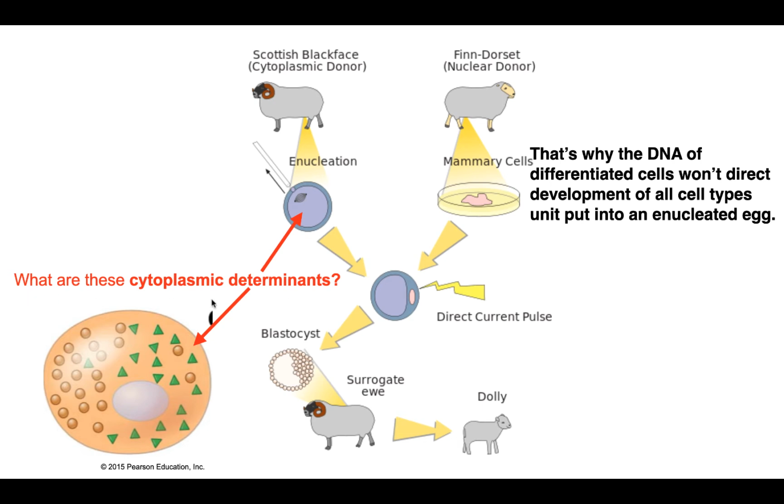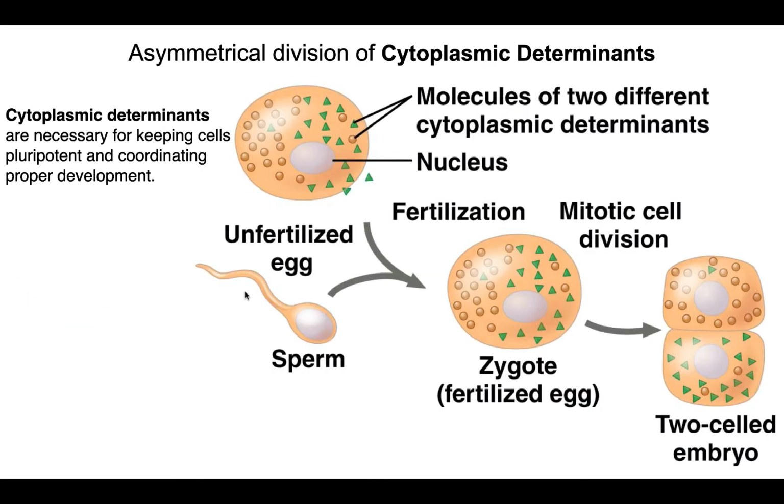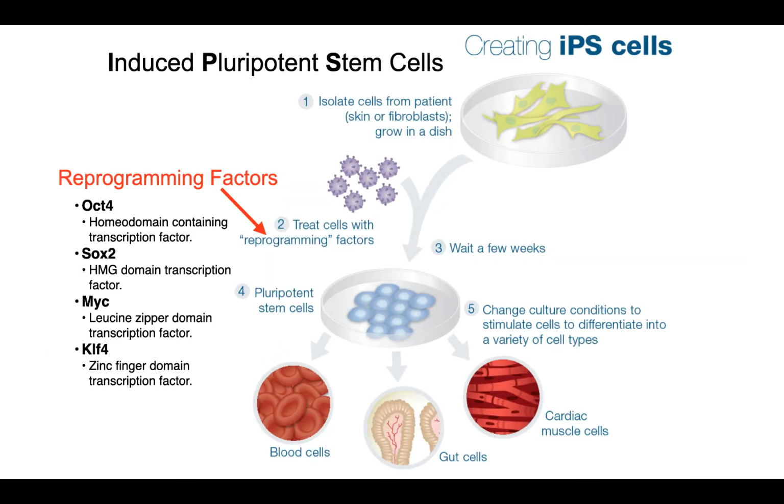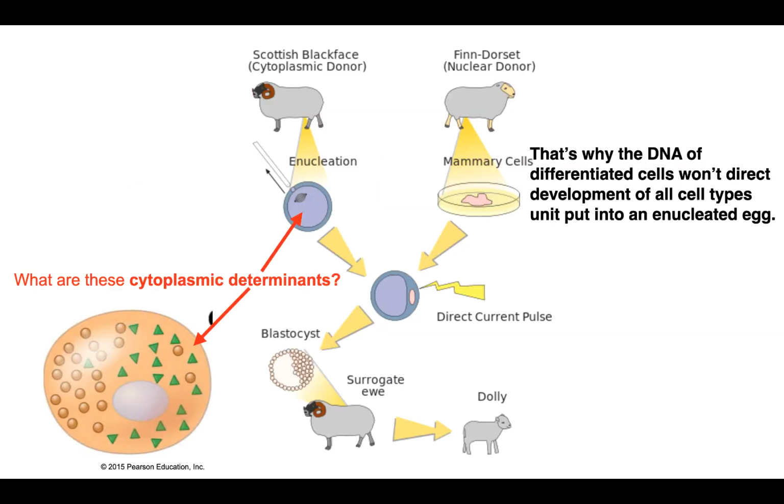So the question is, what are these cytoplasmic determinants? What are these molecules that are in the cytoplasm of an egg that, number one, begin to asymmetrically divide, and number two, are necessary to reprogram the DNA here such that it can give rise to all of the various tissues or cell types of that organism? Well, we're right back here, induced pluripotent stem cells. Dr. Yamanaka, who discovered this, went through and looked at these cytoplasmic determinants and tried to figure out which ones were necessary for this reprogramming ability.